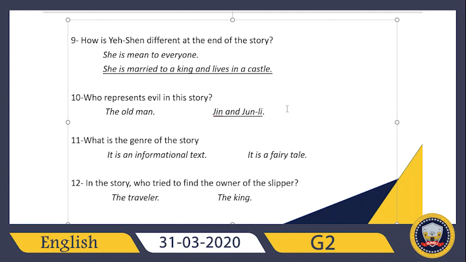Number 11. What is the genre of the story? Is it an informational text? No, because it is not giving us any information. Is it a fairy tale? Yes, it is a fairy tale. Last question. In the story, who tried to find the owner of the slipper? The traveler or the king? The traveler, when he saw the slipper, did not try to find the owner. He gave the slipper to the king. But the king was the one who wanted to find the owner. So the answer is the king.